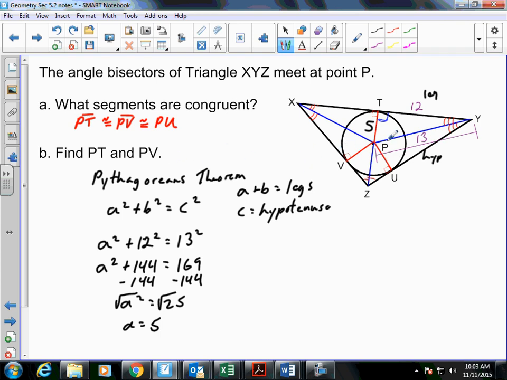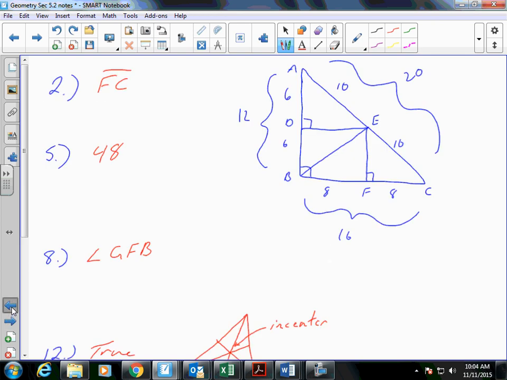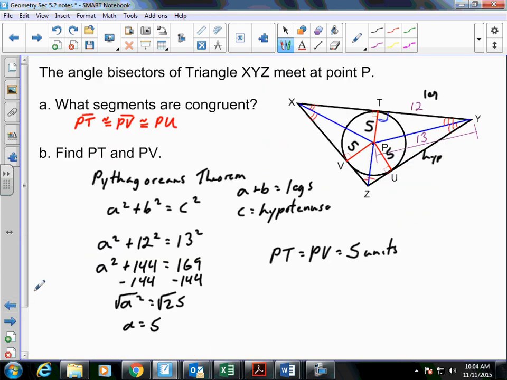And since PT is 5, PV is 5, and for that matter, PU would be 5 as well. So PT equals PV equals 5 units. All right, so that's everything.